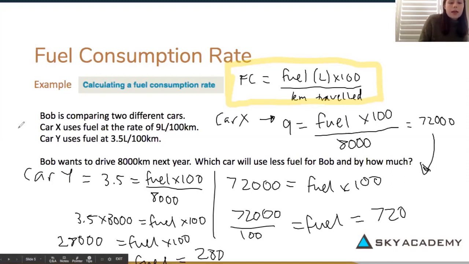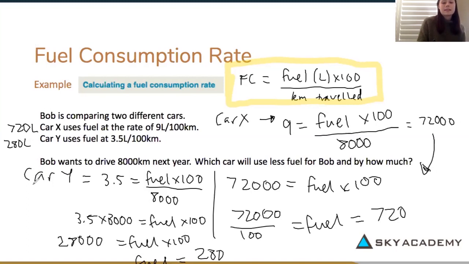So for car X, I can travel 720 litres. And with fuel car Y, I can travel 280 litres. So obviously we want car Y, because with 8,000 kilometres, it will only use 280 litres. So that's a lot less than 720. So which car will use less fuel for Bob? Car Y. We'll do it in this box here. Car Y will use less fuel.